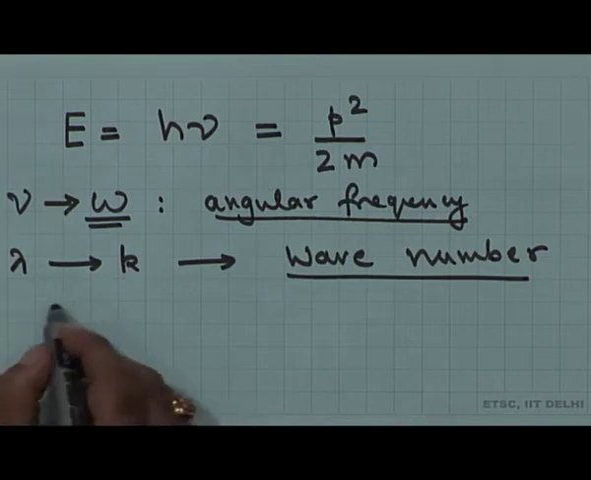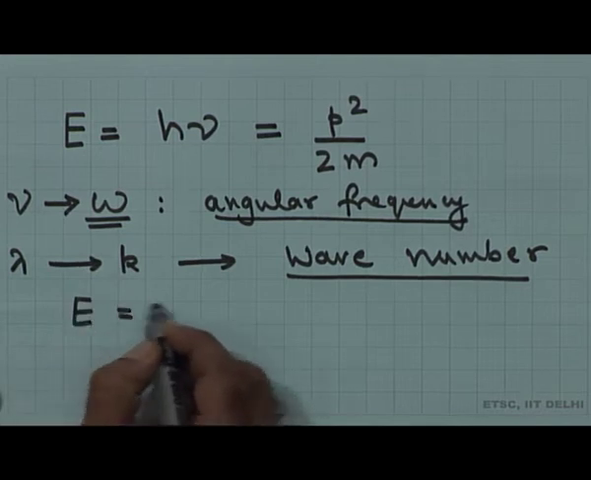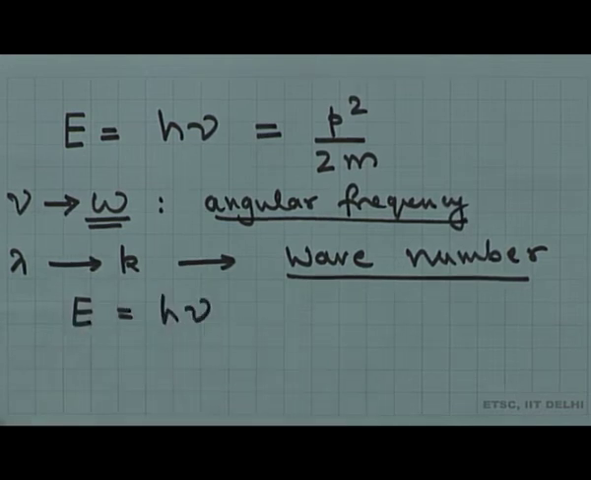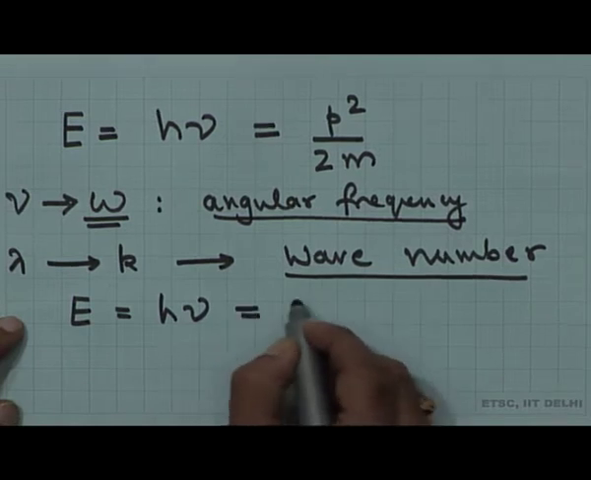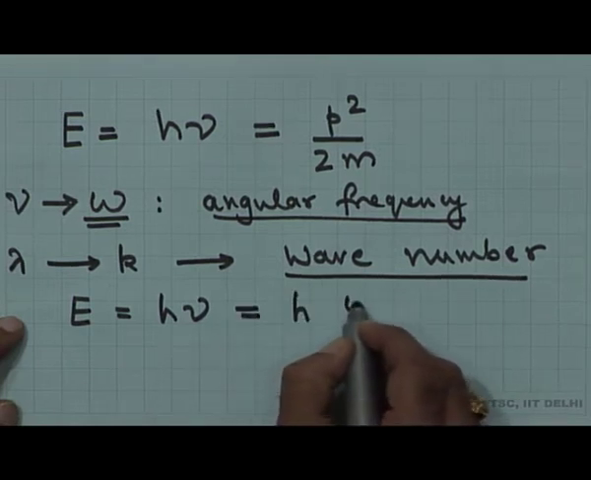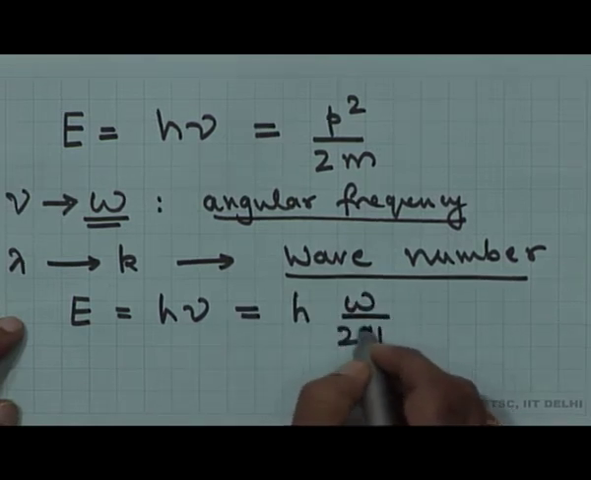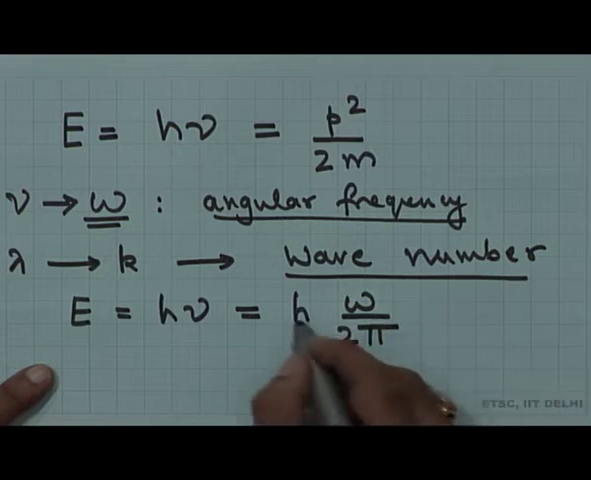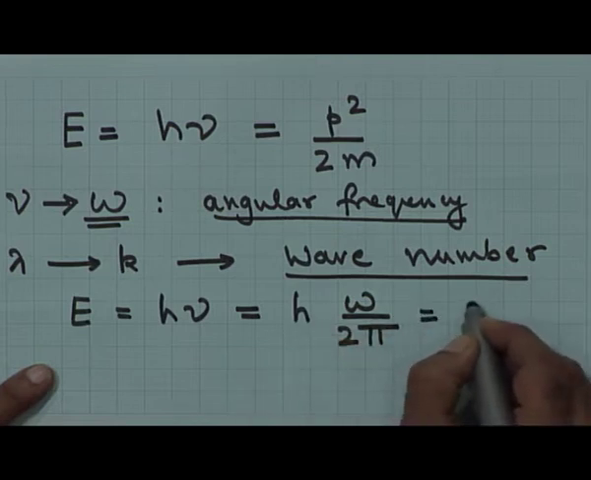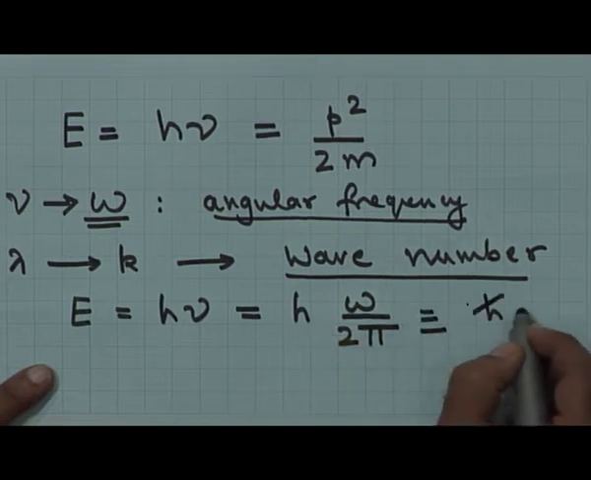So how do I write my energy? I write my energy to be h nu. And what is the relation between omega and nu? Omega equals 2 pi nu. Therefore, this quantity is h into omega by 2 pi. That is what we have. And there is a very special notation for this h by 2 pi, and this is identically equal to h bar omega.